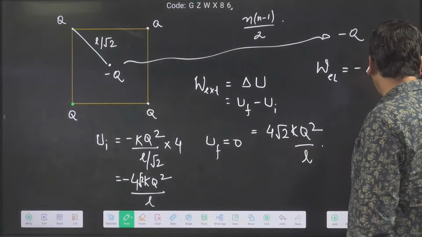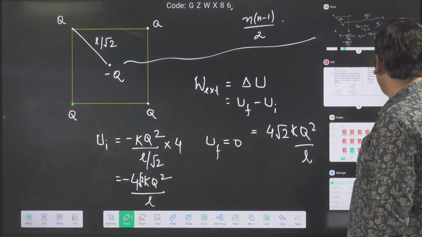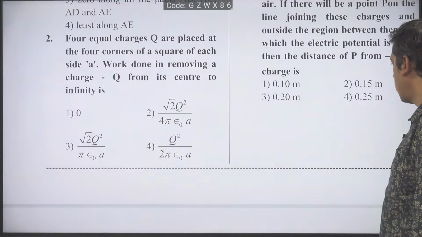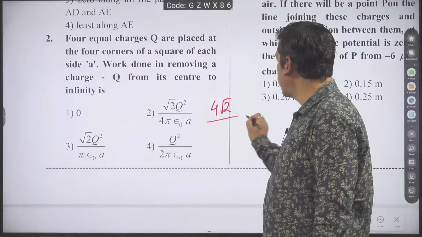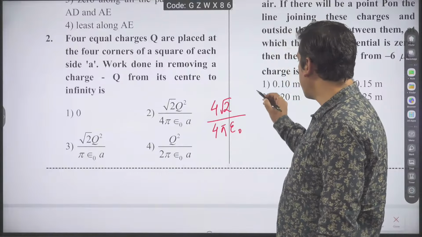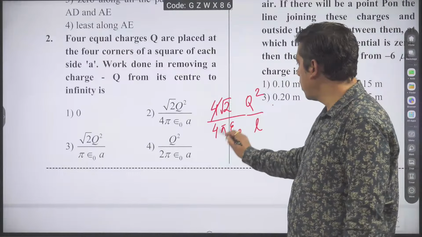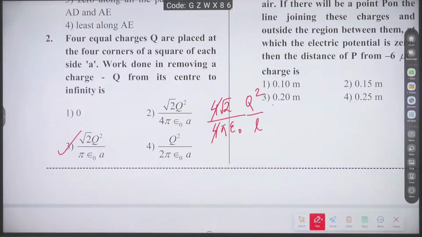What is the answer? 4√2 kq square by L. Okay, so we got 4√2 kq square by L. K we will write as 1 by 4 pi epsilon naught, so it's coming out to be root 2 times this one. Option number 3 is coming. Okay, let's move ahead. I hope you learned the theory from this question.